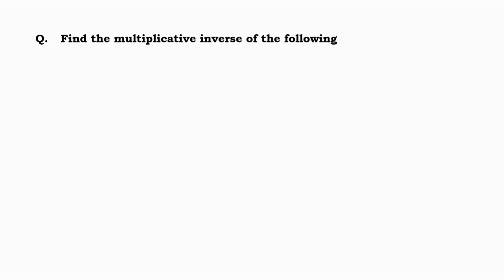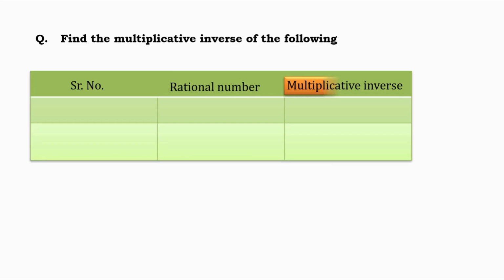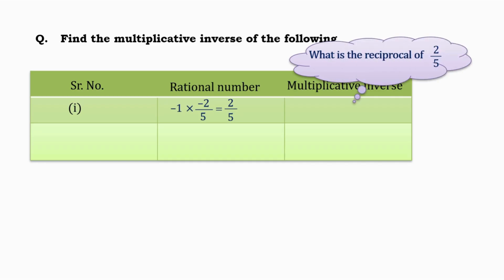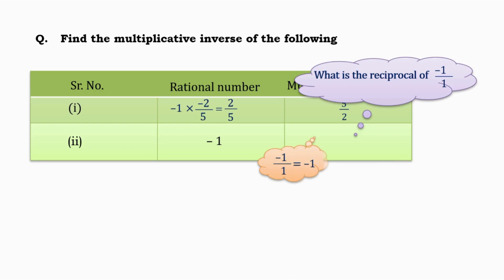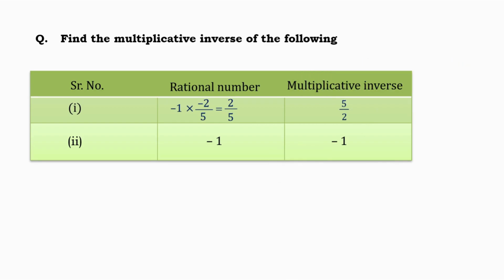Module 7. Find the multiplicative inverse of the following. So multiplicative inverse means, we know, the reciprocal. So now what is the reciprocal of 2 by 5? That is 5 by 2. So the reciprocal of minus 1 is equal to minus 1 by 1. That is the same as minus 1.